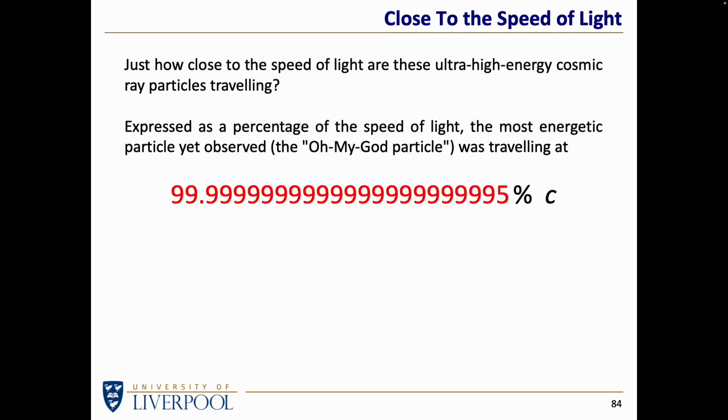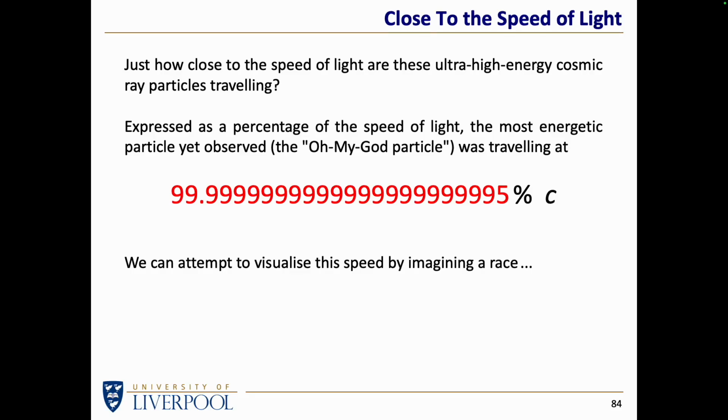How on earth did anything get that fast? What mechanism can possibly accelerate a particle that close to the speed of light? That is still a mystery. And of course, apart from counting how many nines there are in there, it's impossible to visualize just how close to the speed of light that is.